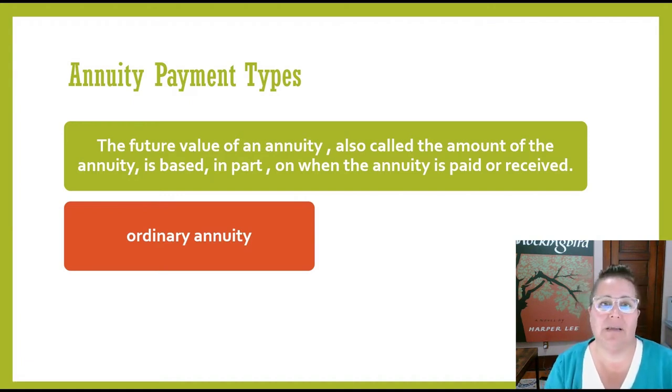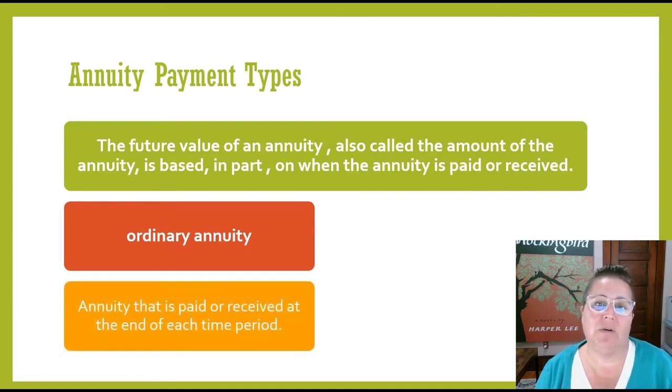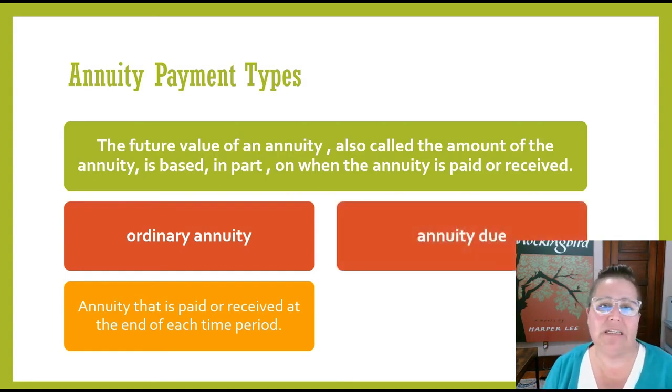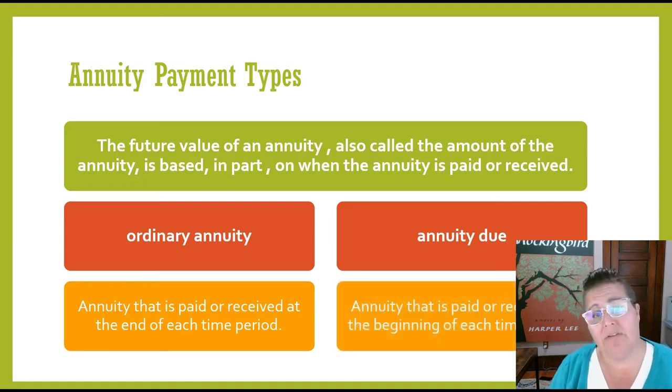So, I shouldn't say month, the end of the time period. An ordinary annuity occurs at the end of the time period, so it's the end of the year or the end of the month or the end of the quarter. That's an ordinary annuity. The other one is an annuity due, and an annuity due is paid at the beginning of each period. So the beginning of the year, the beginning of the month, the beginning of the quarter.